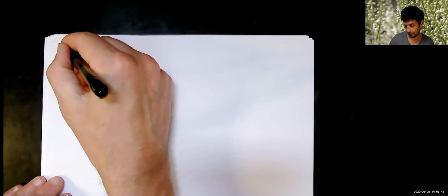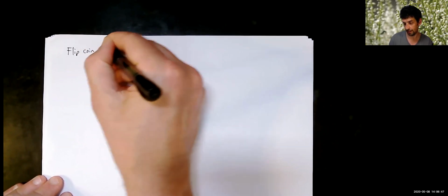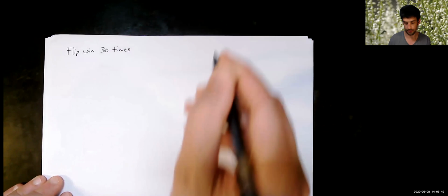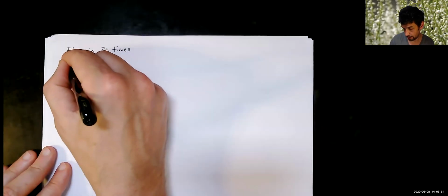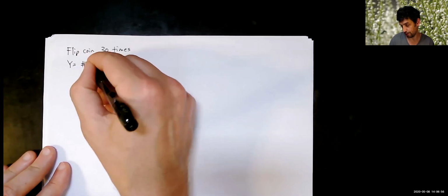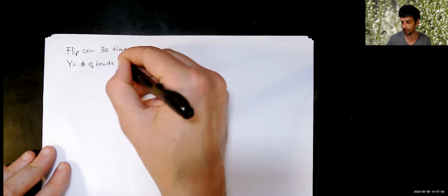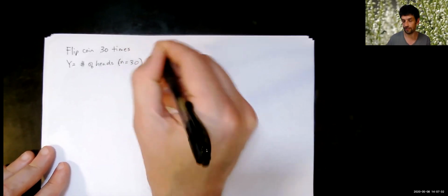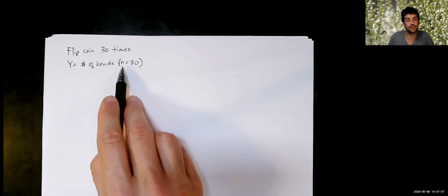So let's change this experiment. Let's try a much more annoying experiment. Let's try the experiment flip a coin 30 times. Okay. And now let's have y equal the number of heads. And sometimes we just write this, okay? Whether we're talking about a binomial or not, I'm going to start using this notation sometimes.